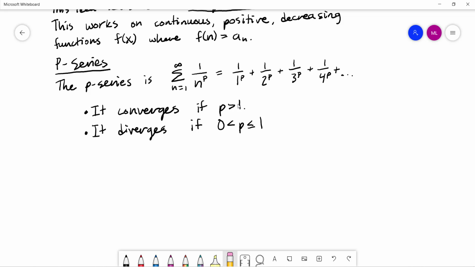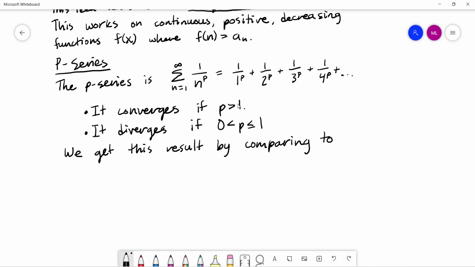And again, we get this result in each case by comparing to an integral. And in general, the integral looks like the integral from 1 to infinity of 1 over x to the power p dx.